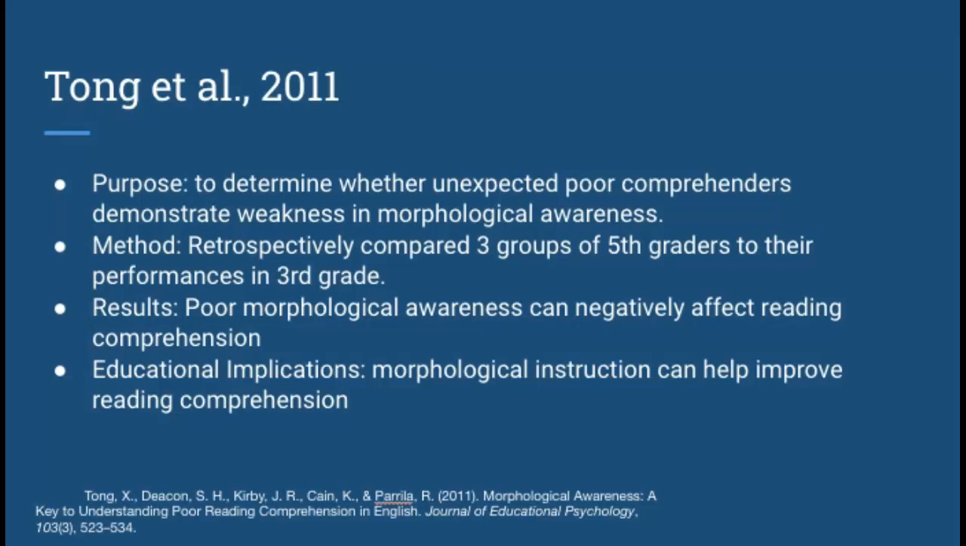These students are usually able to appear as proficient readers in earlier grades due to their solid word recognition, but tend to show comprehension deficits in later grades, hence the use of the word unexpected. For this study, 3 groups of 5th graders with similar word reading accuracy and speed, cognitive ability, and age were identified into 3 groups: unexpected poor comprehenders, expected average comprehenders, and unexpected good comprehenders. These groups were retrospectively compared to their performance in 3rd grade.